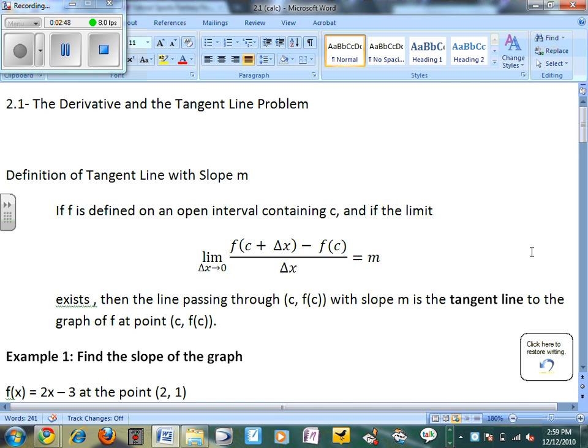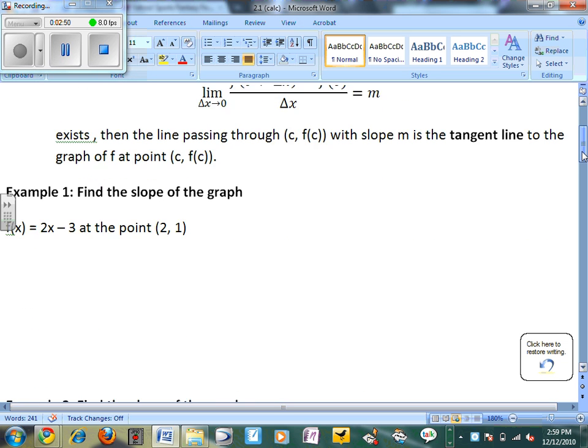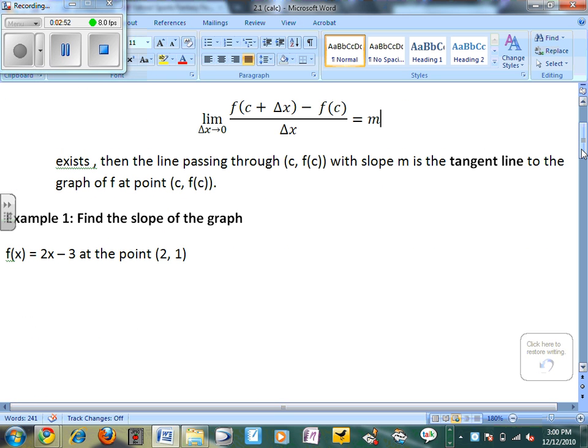All right. So our first example, we're going to use this equation up here to find the slope of the graph 2x minus 3 at the point 2, 1. Well, we should know from y equals mx plus b that the slope should be 2. But we're going to show you how this formula works to find the slope at any given point, and we're going to start with something that we should know.